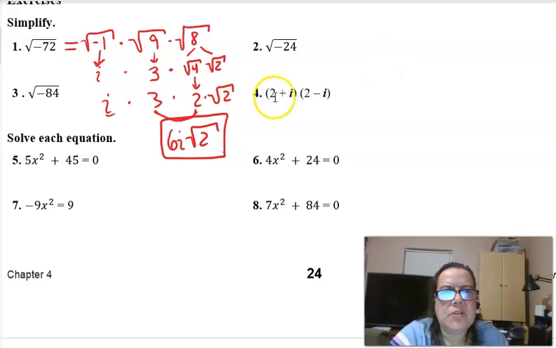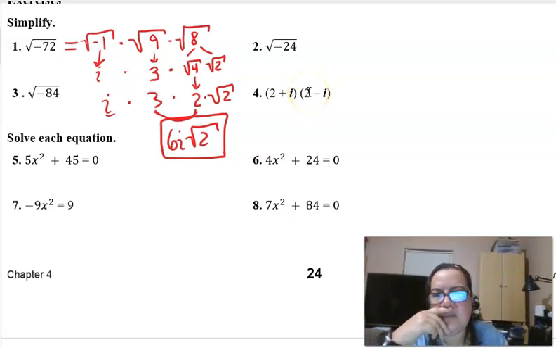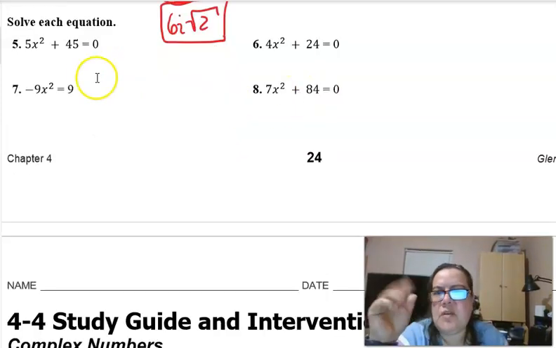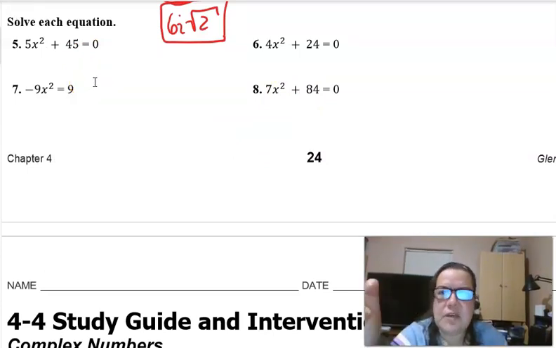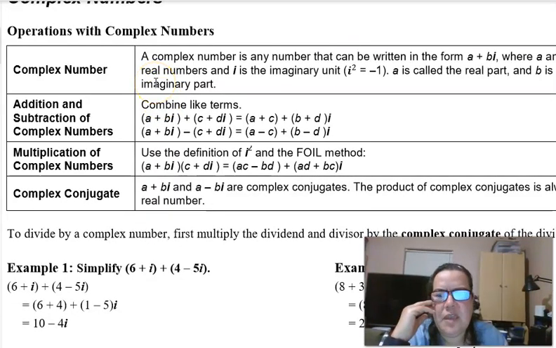Now for number 4, use the FOIL method. This times this, etc. But don't forget, when you end up with i times i, well, it's a positive i times negative i, you get a negative i squared. I squared you need to change into something else. Then it continues with solving the equations, like I showed you in an example of solving for x: move stuff, divide, and see what kind of x's you get. Then it gets into more complex number operations and so on.